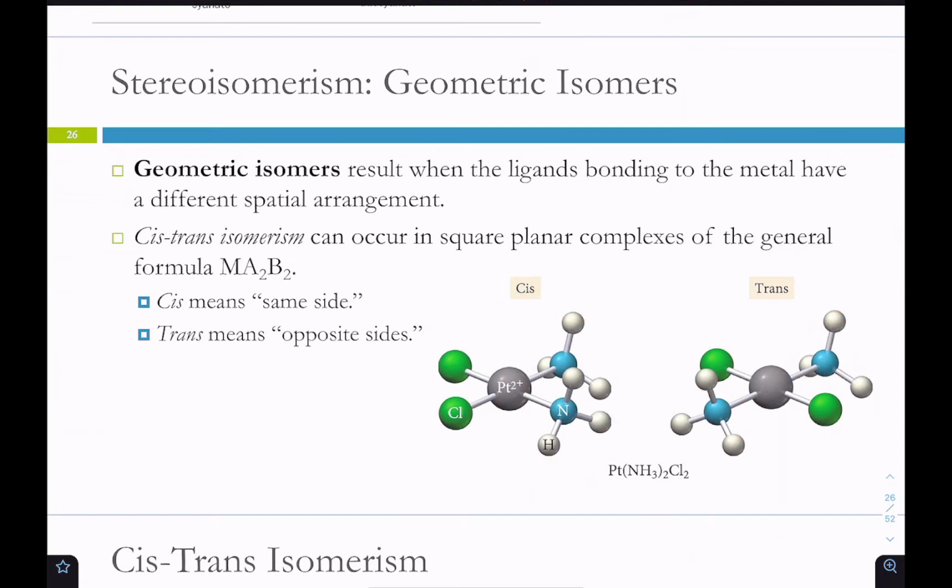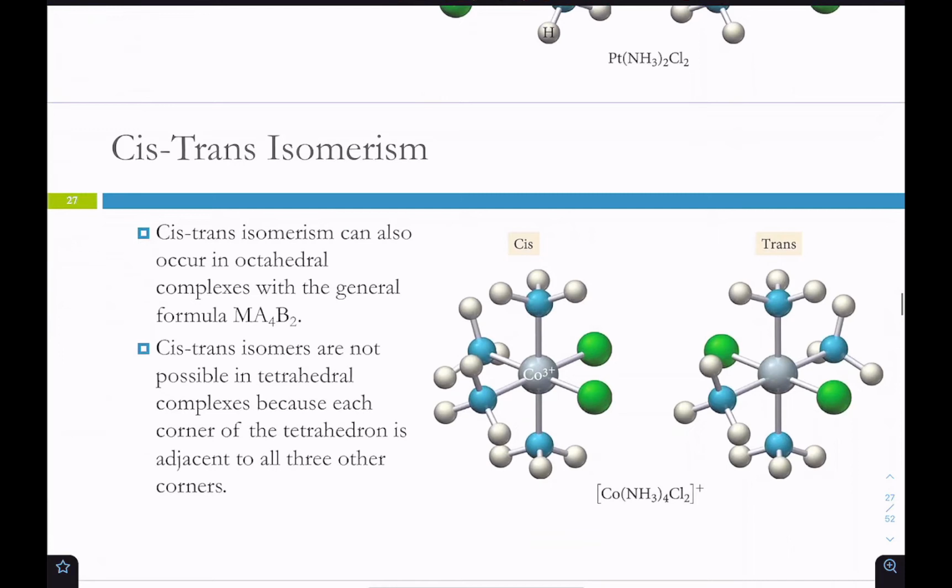Like the transatlantic airlines. I think it's an old airline, one of the first airlines to fly across the Atlantic, crossing the Atlantic, opposite sides.